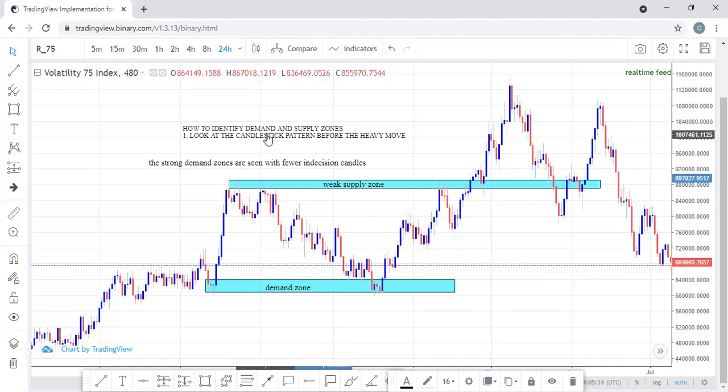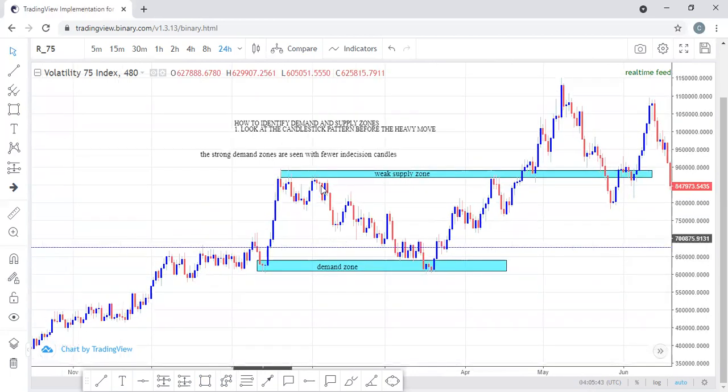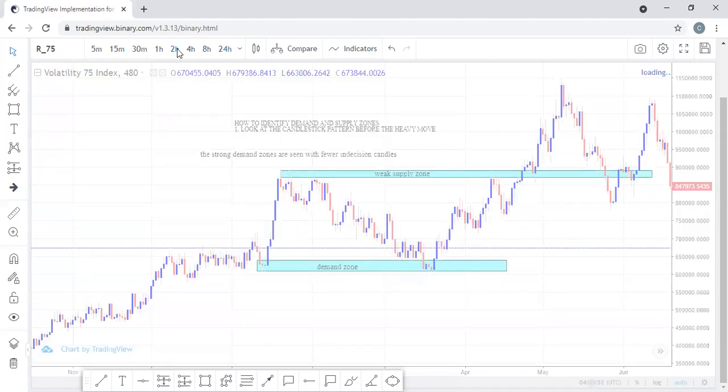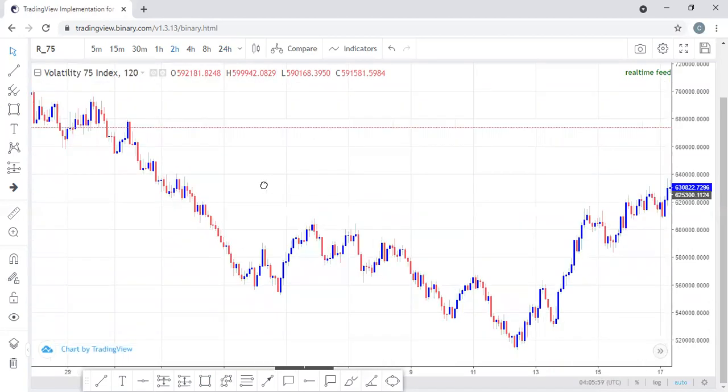So you can use the candlestick pattern to know if it is a strong or a weak supply zone, right? So these things occur frequently on your chart. You always find them on your chart, right? You can find them even in the middle of the market. So let's look at our 2-hour time frame to see if we can also see this on a smaller time frame. This is a daily time frame, right? So let us check a smaller time frame to see if we can see all these things here, right?